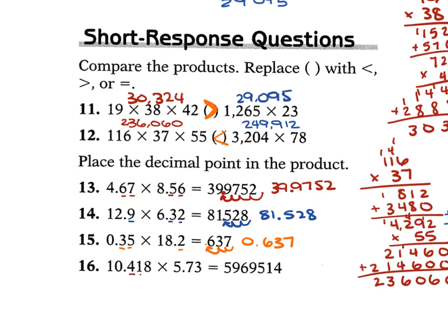For 16, we have 1, 2, 3, 4, 5 decimal places. So 1, 2, 3, 4, 5. This is 59.69514.